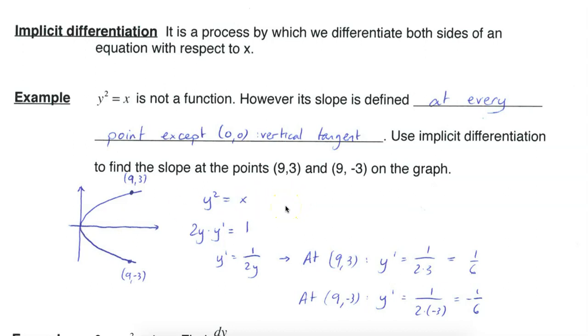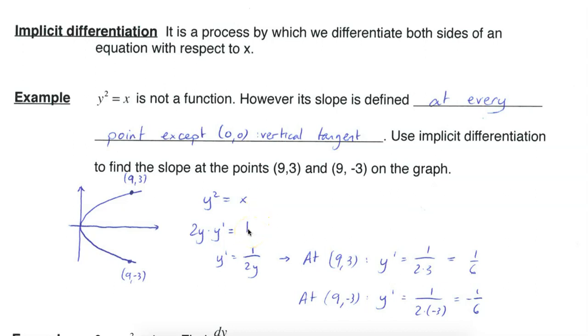So use implicit differentiation to find the slope at the points (9, 3) and (9, negative 3) on the graph. So when you take the derivative of an implicit relation, the way you take the derivative of x is no different. So here the derivative of x is 1.